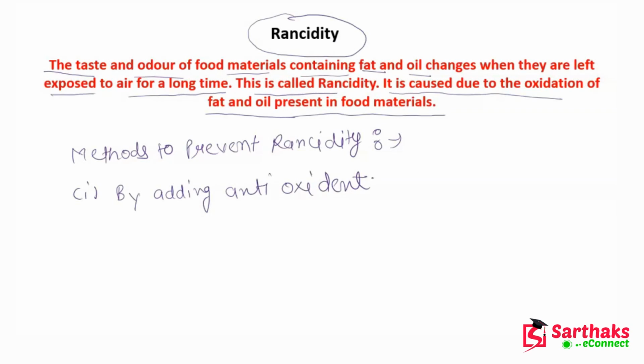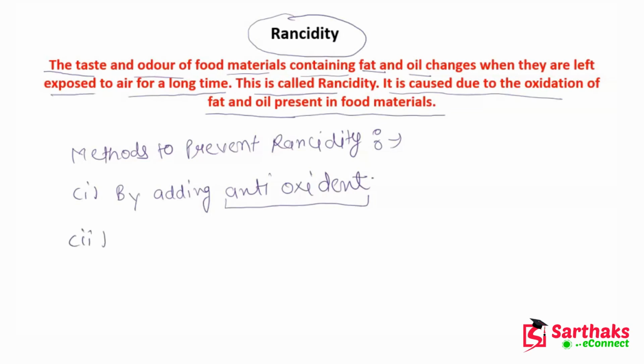So guys, if antioxidants are added in your food material, then what will happen? This will prevent the oxidation of that food material. So basically, now the taste and the odor of that food material will not change because antioxidant is there and it will prevent the oxidation reaction. I hope guys this first method is clear to you.